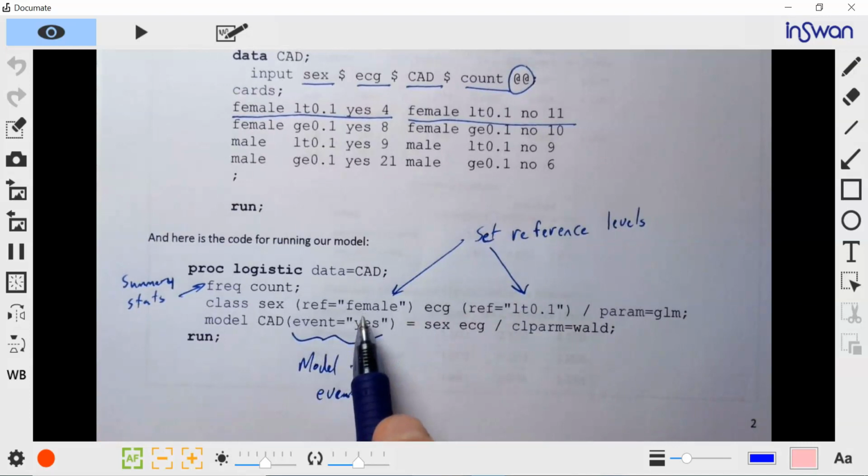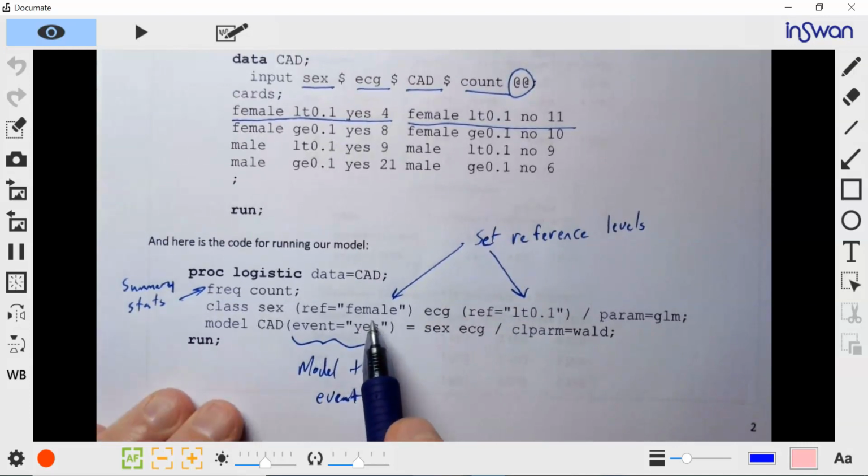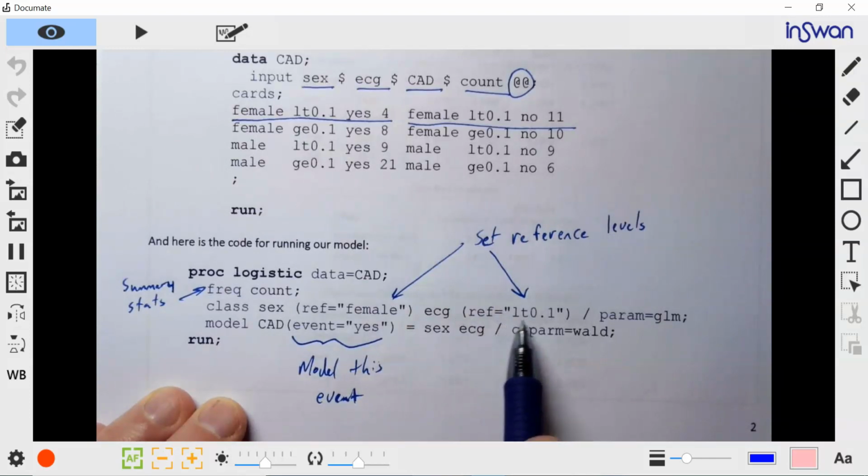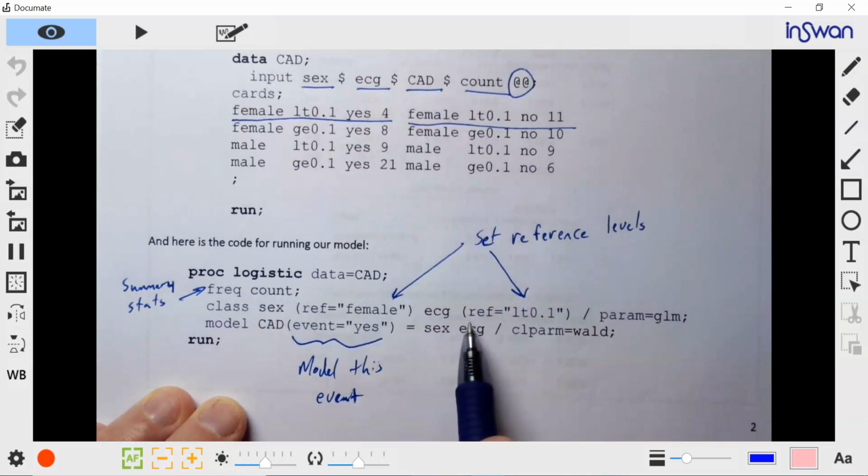So my reference cell for sex is female. That's going to create the dummy variable male equals 1, female equals 0. And for ECG, I'm using the low ECG as my reference category. That's going to model high ECG equals 1 and low ECG equals 0.